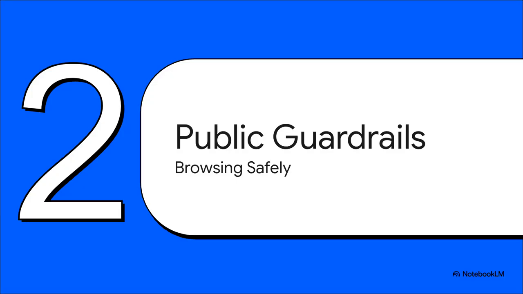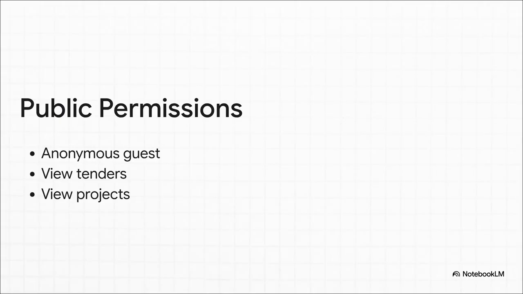Let's move on to Section 2, the Public Citizen Guardrails, Browsing Safely. So the baseline here is that when a user first arrives at the portal, they're just an anonymous or unregistered guest. The State Identity Manager locks them right into the public citizen role. And the permissions here, extremely limited. They can view public tenders, they can view city projects, but that's about it. Essentially, they have read-only access to public information.